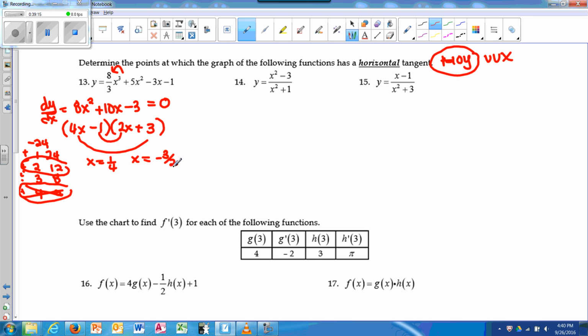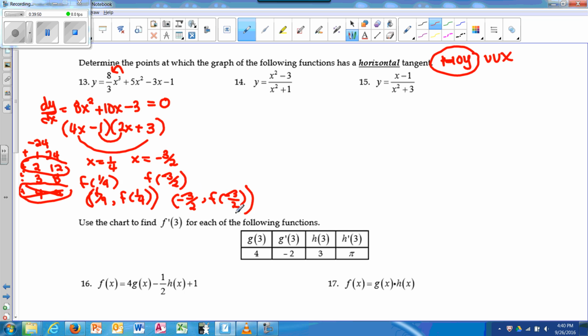So I know that my factors of 3 can only be 3 and 1. When I'm looking for my center part, it's the outer and the inner that I'm looking at. So to get 12, I'm going to choose 4x. And to get 2, I'm going to choose 2x. So 12 and 2. I need a positive for the 12 and a negative for the 2. So x would equal 1/4, or x would equal negative 3 over 2.